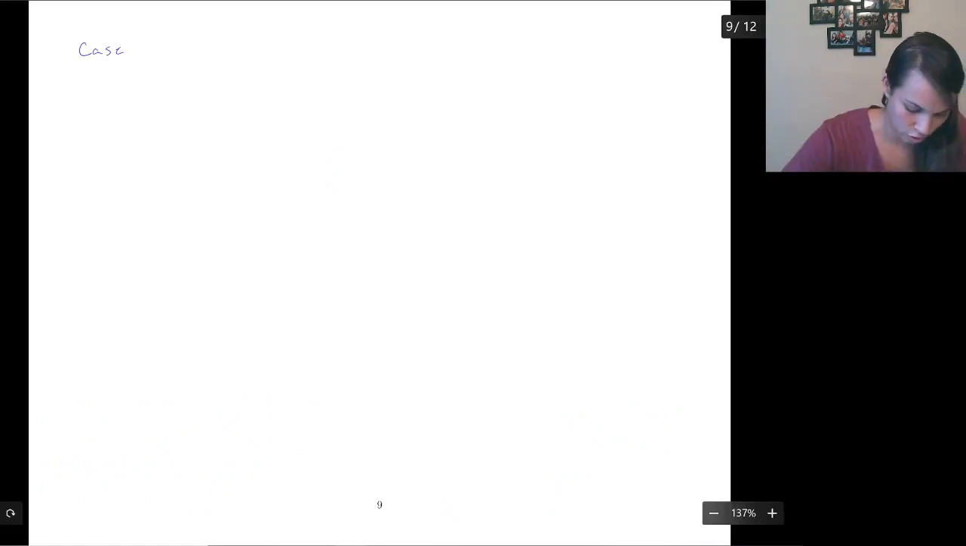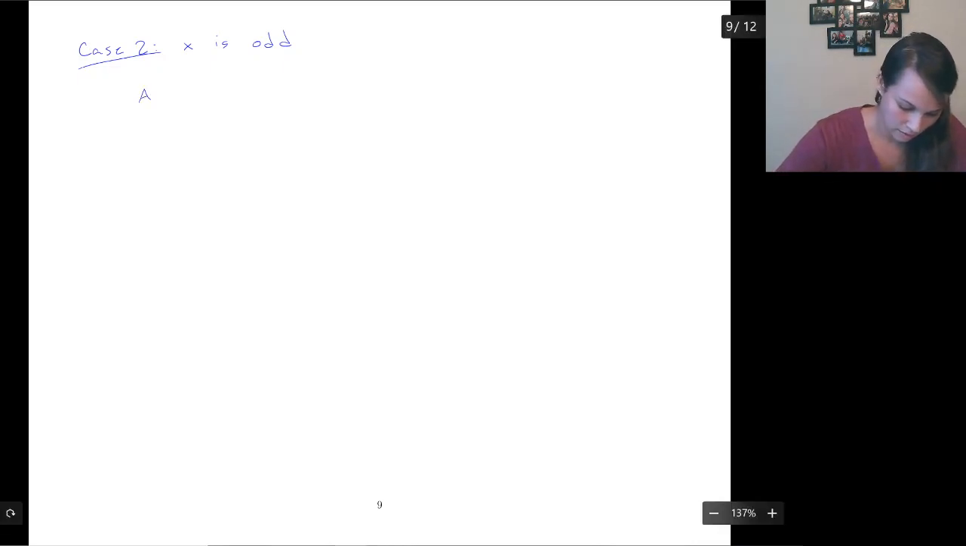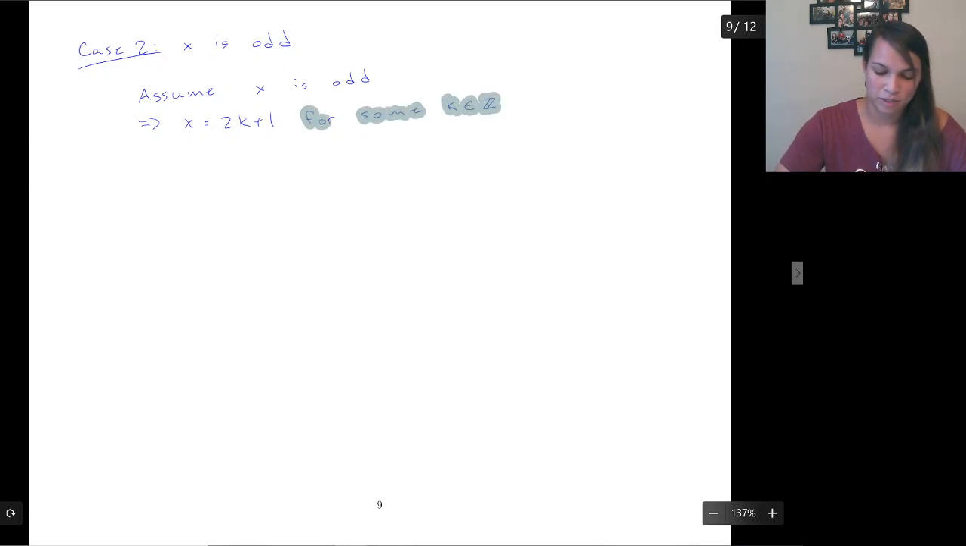So case 2, x is odd. So now we assume that x is going to be odd, which means we can write x as x equals 2k plus 1 for some k. Actually, no. Sorry, I'm just trying to make you comfortable with all kinds of ways of writing this. But within a proof, you should try and be consistent.